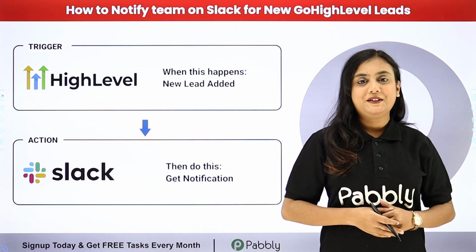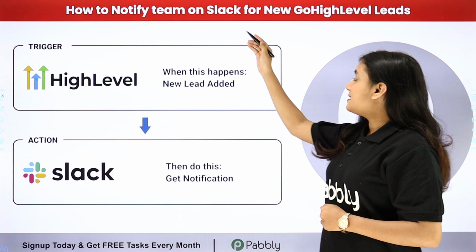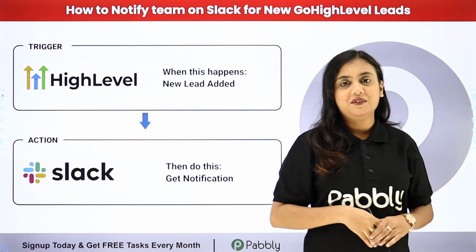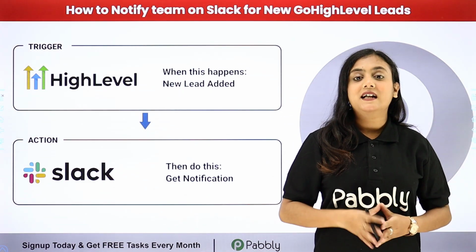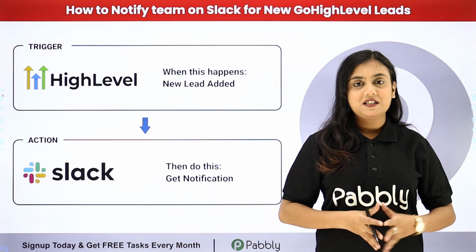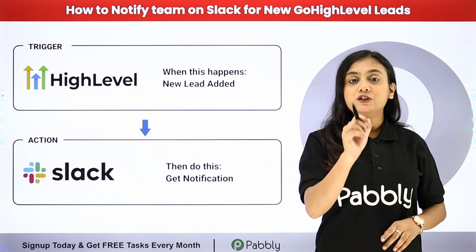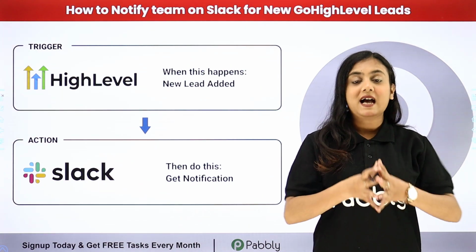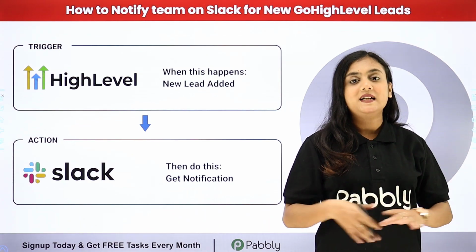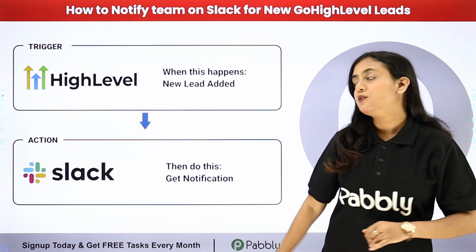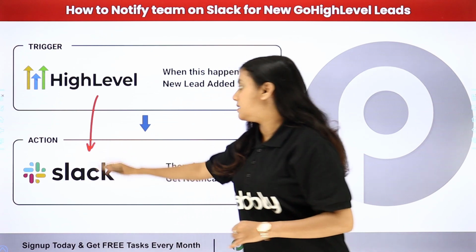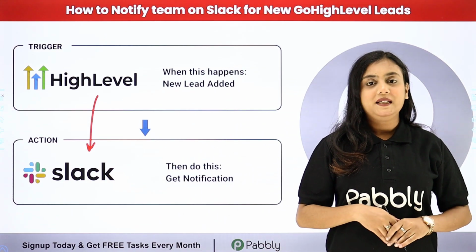In this video, we're going to learn how to notify team on Slack for new GoHighLevel leads. So my objective is that whenever a new lead is generated in my GoHighLevel account, automatically a notification on my Slack channel should be forwarded to all of my team members. For that, we need to create an automation between GoHighLevel and Slack with the help of Pabbly Connect.